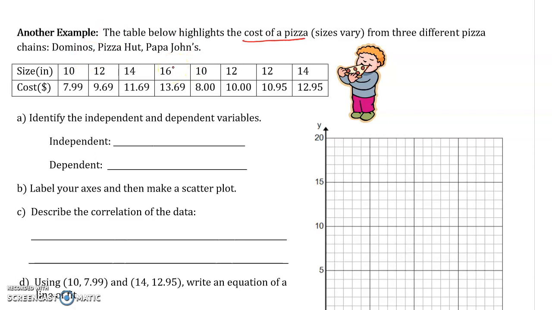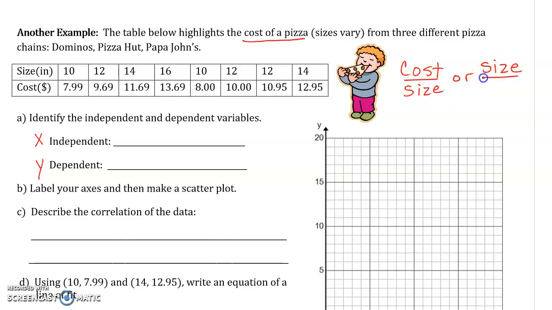All right, so let's identify our dependent, independent variables. Remember, independent would be the x, dependent the y. So would we say the cost per size? Or would we say the size per cost?